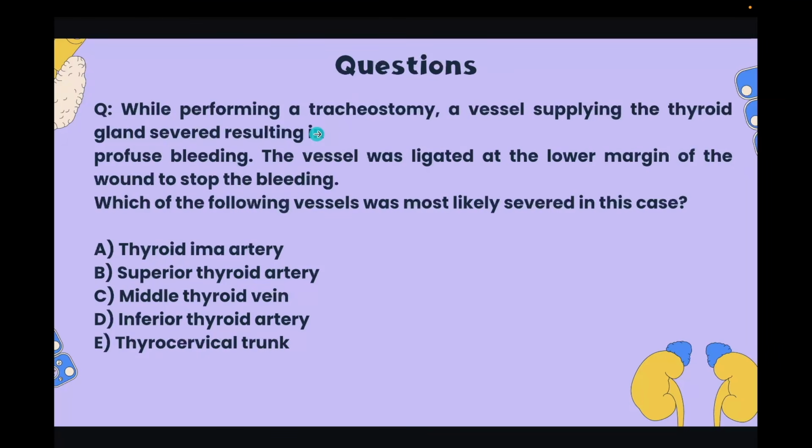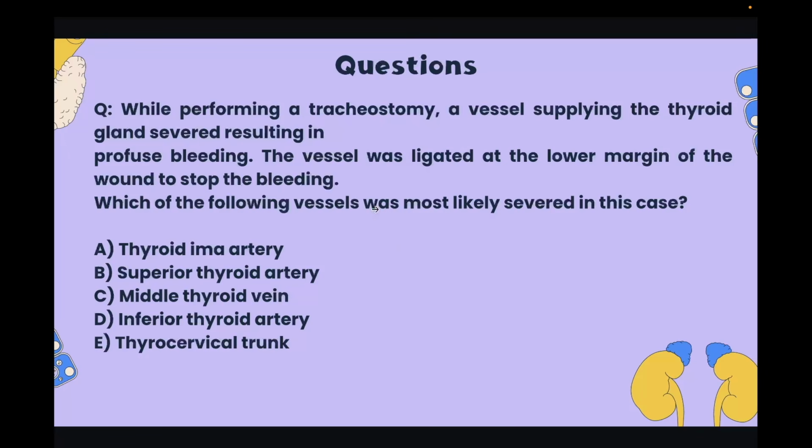While performing a tracheostomy, a vessel supplying the thyroid gland severed, resulting in profuse bleeding. The vessel was ligated at the lower margin of the wound to stop the bleeding. Which of the following was most likely severed in this case?